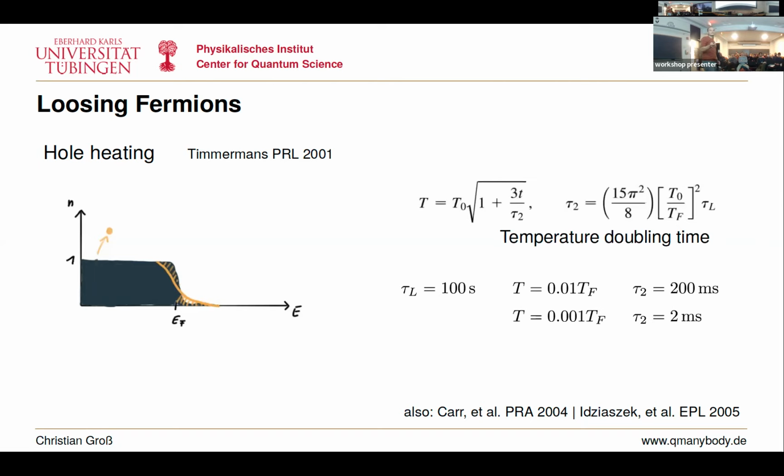There is actually a prediction of the time scale to double the temperature due to this effect. And of course, it depends on the temperature where you are at. Let's compare a few time scales. If we have typical lifetimes of 100 seconds due to single atom collisions with the background gases, and we start at 1% of the Fermi temperature, we would have 200 milliseconds.